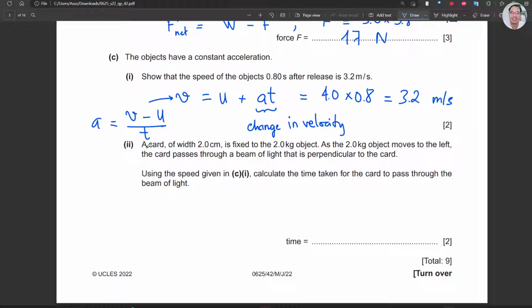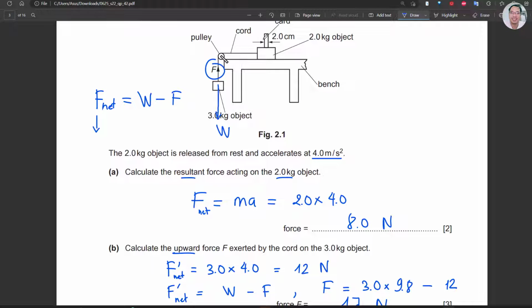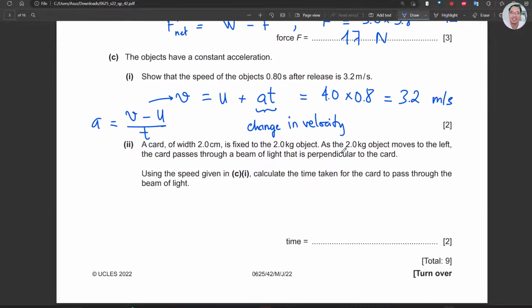Next, question 2. A cart of width 2 centimeter is fixed to the 2 kilogram object here. As the 2 kilogram object moves to the left, the cart passes through a beam of light that is perpendicular to the cart. Using the speed given in C1, calculate the time taken for the cart to pass through the beam of light.